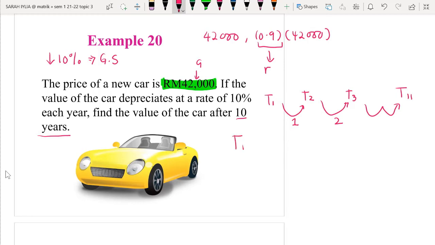So, T11 in this case would be A kita 42,000. R is 0.9 to the power of N minus 1 here to the power of 10. Okay, so calculate this. Final answer RM14,644.49. Itulah harga kereta tu after 10 years.